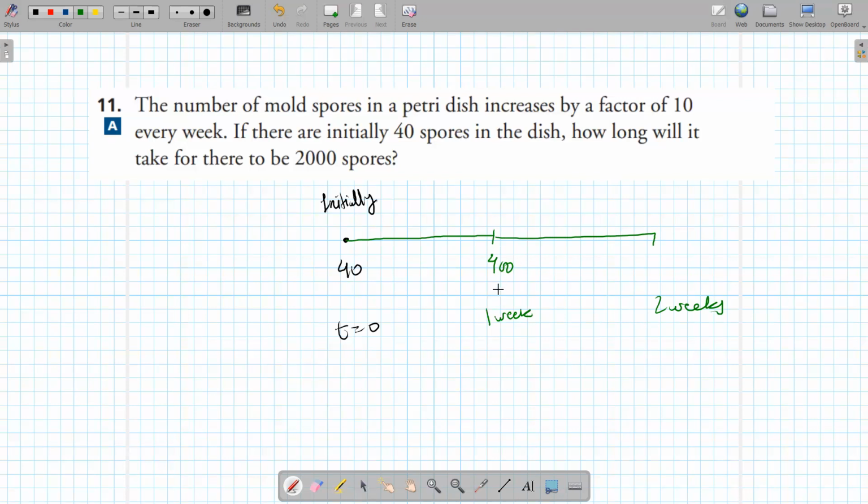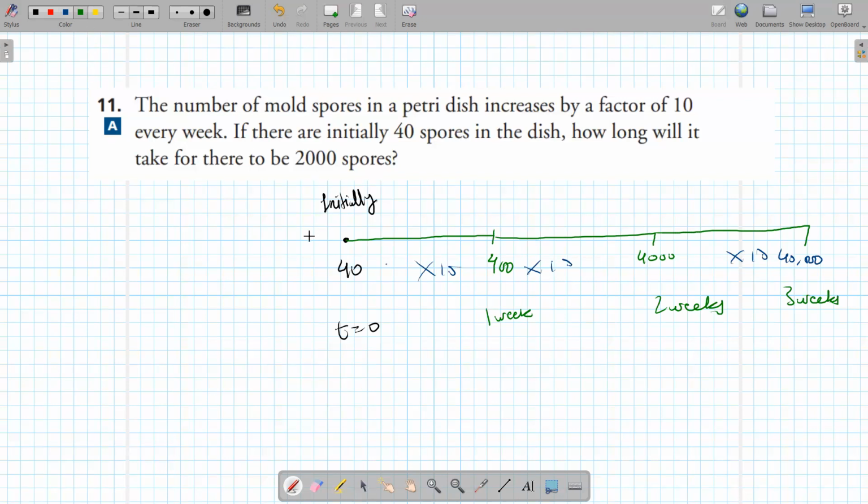Well, it's going to grow by a factor of 10 again. It's going to be 4,000. How many after 3 weeks? Notice every week, 40,000, right? Every week it's being multiplied by 10, right? Like that. Okay. Now, what did the question want?